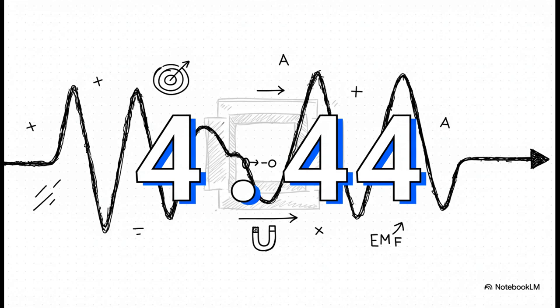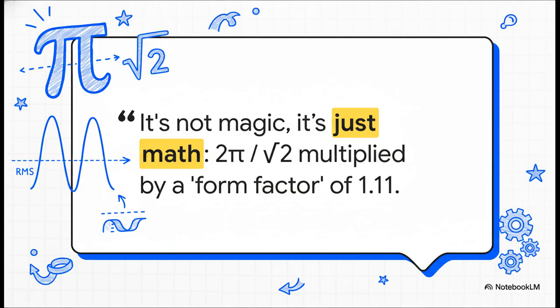this one kind of weird-looking number that shows up in the final equation, 4.44. So where on earth does 4.44 come from? It's not magic, I promise. It's just a convenient little package of all the math we just did. It's got constants like pi from the sine wave, it's got the square root of 2 from our RMS conversion, and it even has another property called a form factor. Basically, 4.44 just bundles all that theory into one simple number for our final equation.